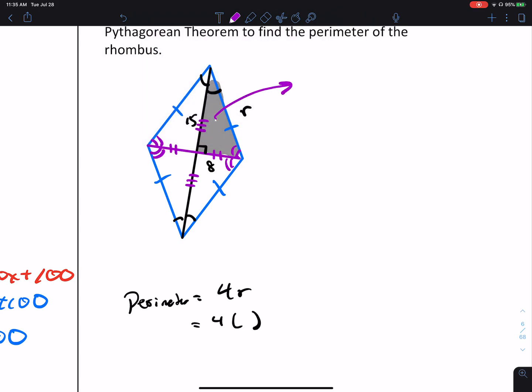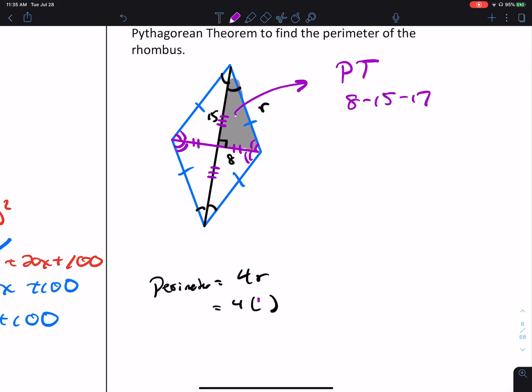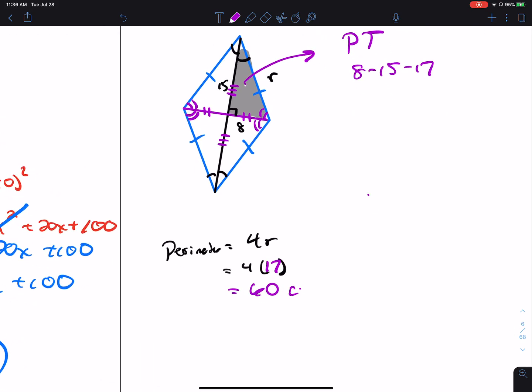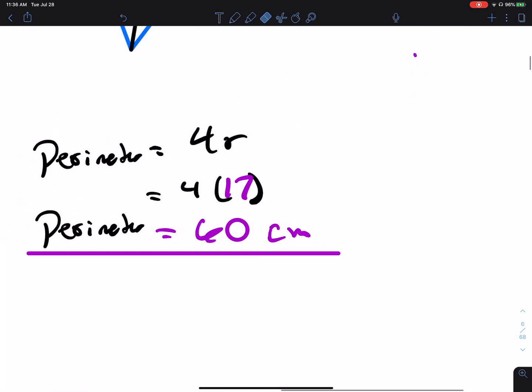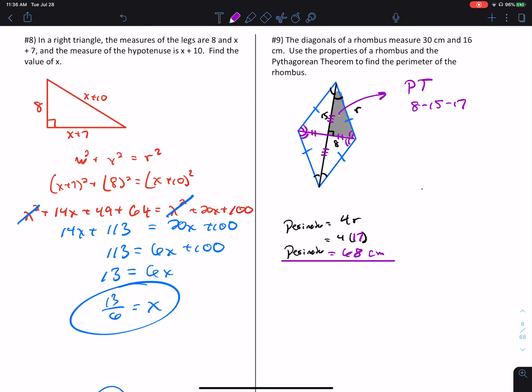Using this right triangle here, I can see this is a Pythagorean triple. This is an 8, 15, 17. If you don't recognize it, use Pythagorean theorem and you'll find that it's 17. So the perimeter is 4 times 17, which is 68, where we given units, centimeters. Perimeter is 60 centimeters. I'm sorry, 68 centimeters. I think I drew an 8 and it turned into a circle when I wasn't looking.